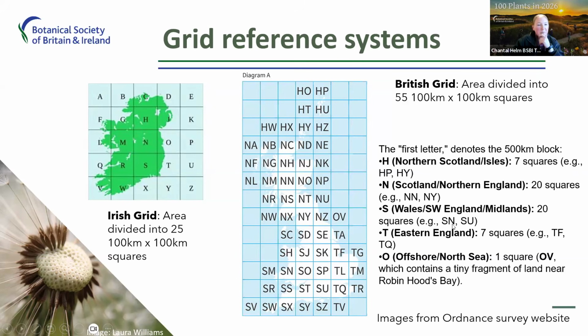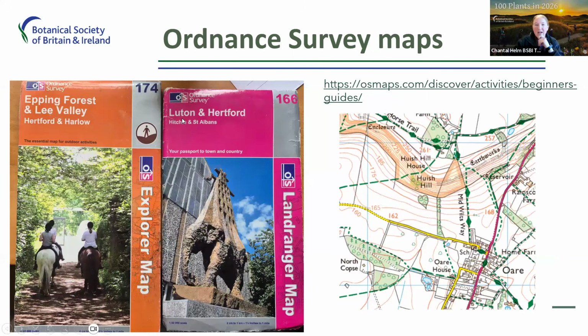Okay, so that's the broad big picture of the grid. So how do we zoom in to a higher resolution, higher precision, and move from those big squares, those 100 kilometer by 100 kilometer squares, because we can't map our plants at that level. We need to zoom in. So many of you, I'm sure, are familiar with the Ordnance Survey maps, and I would assume that there are similar maps in Ireland from the Ordnance Survey in Ireland.